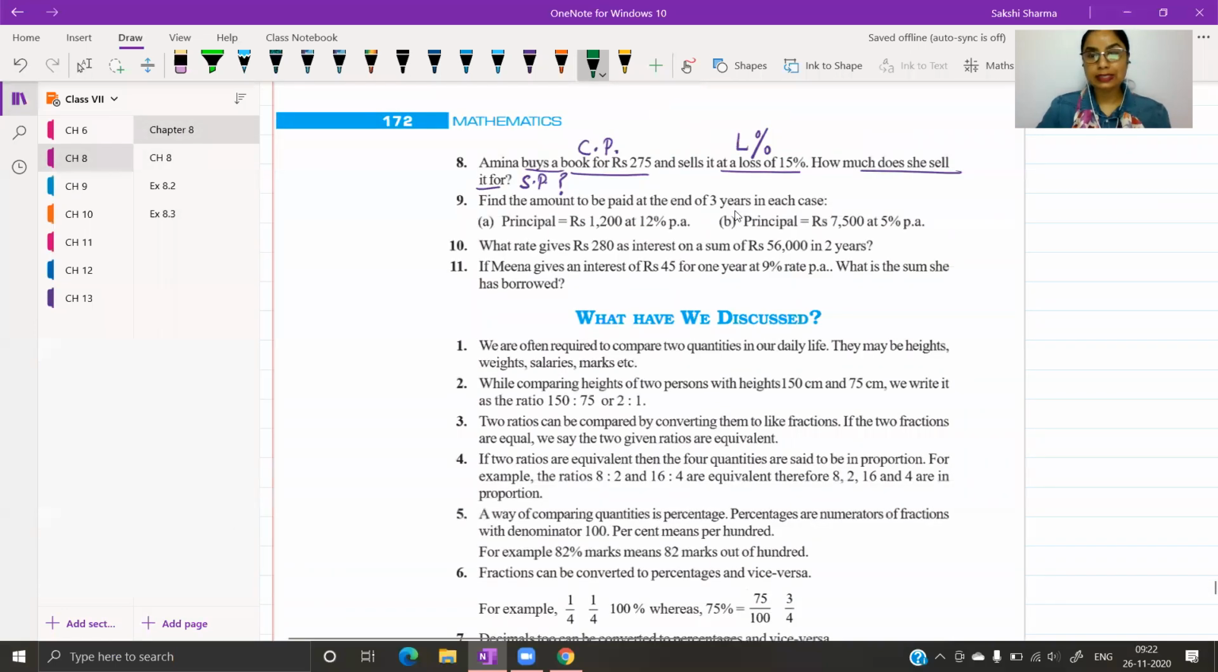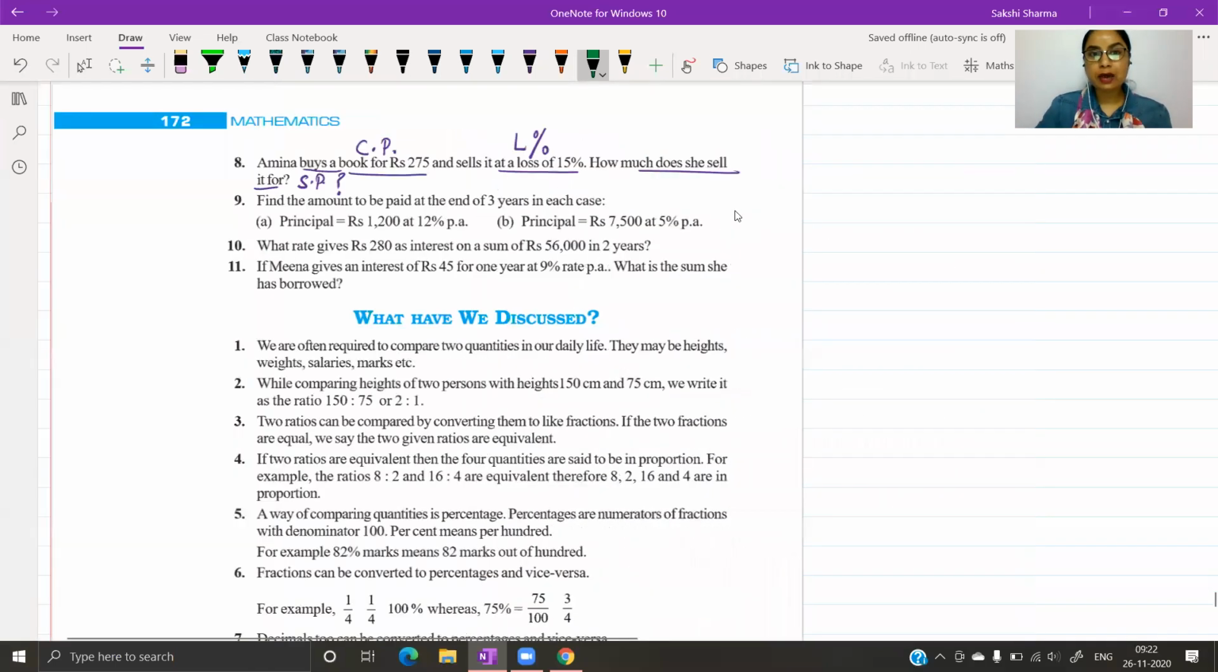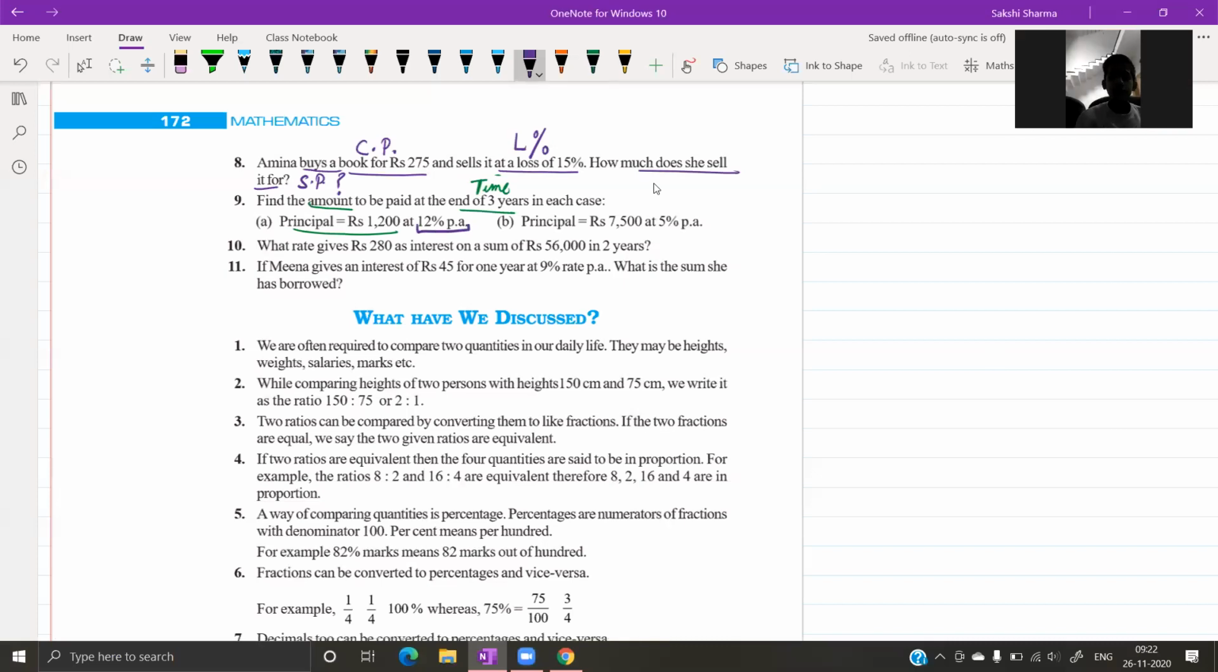Question number 9 here. Find the amount to be paid at the end of 3 years. 3 years will be your time. Then in the first part, the principal is 1,200 rupees and the rate of interest is given as 12% per annum. Now I told you 12% per year. Per annum is written here. This P.A. means per annum. Per annum means per year.